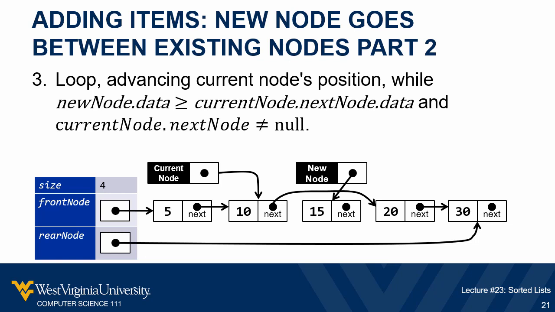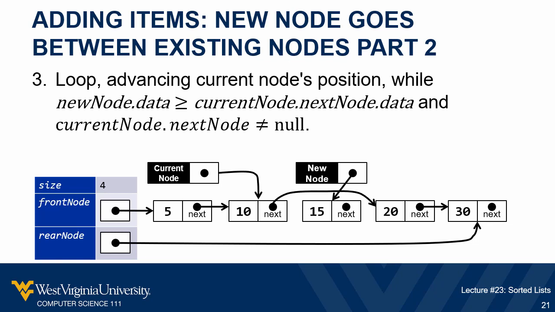The reason why we have these two conditions, going through and checking for current node's next node not being null, is that it helps us avoid null pointer exceptions. But it also means that we're going to stop when we get to the last node in our list.